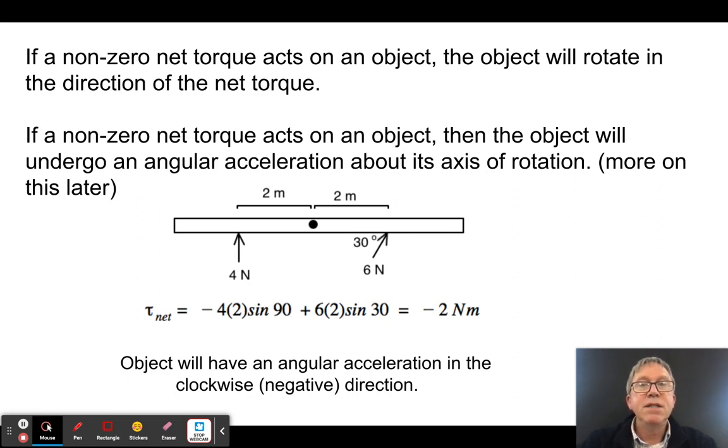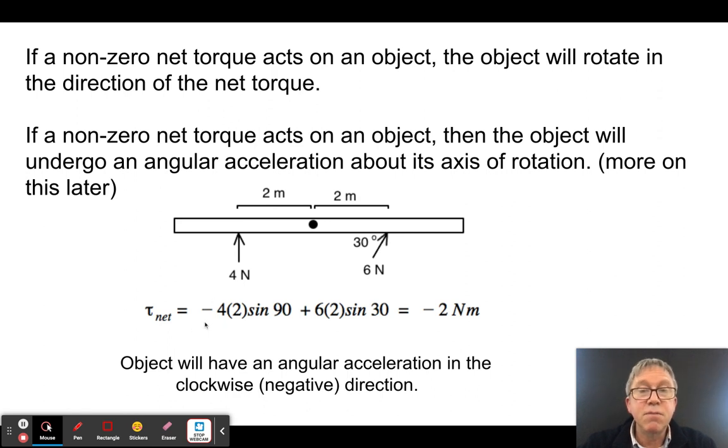So if a non-zero net torque acts on an object, the object is going to have an angular acceleration in the direction of that net torque. All right, so let's see what I've got here. I've got two forces acting on this. I have a 4 newton force acting 2 meters away at a 90-degree angle, and that's going to want to make it go in a clockwise or negative direction.